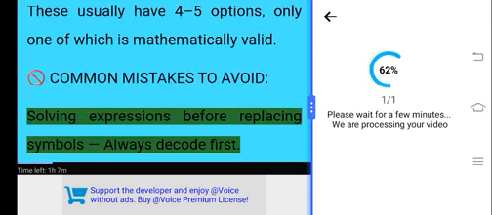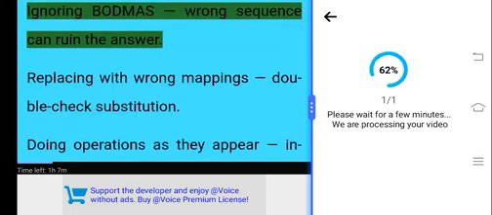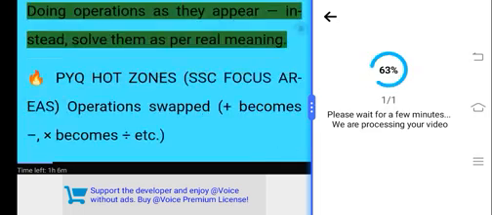Common mistakes to avoid: solving expressions before replacing symbols, always decode first. Ignoring BODMAS, the wrong sequence can ruin the answer. Replacing with wrong mappings, double check substitution. Doing operations as they appear; instead, solve them for their real meaning.